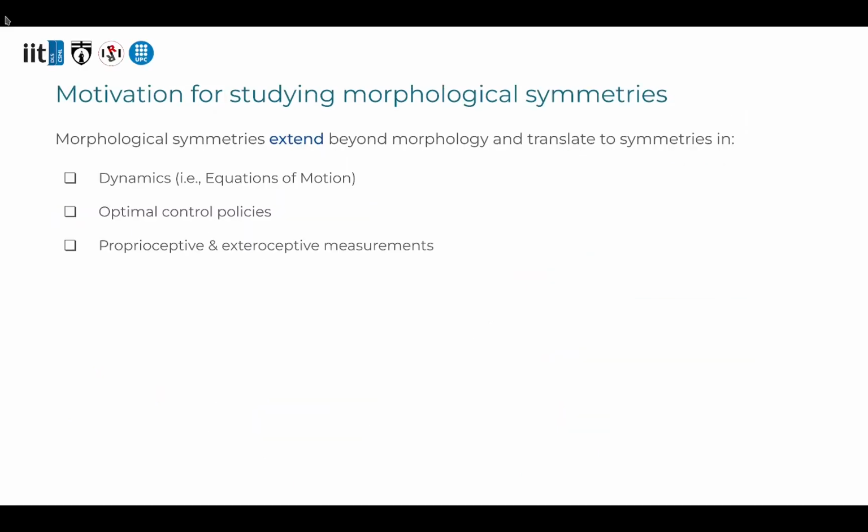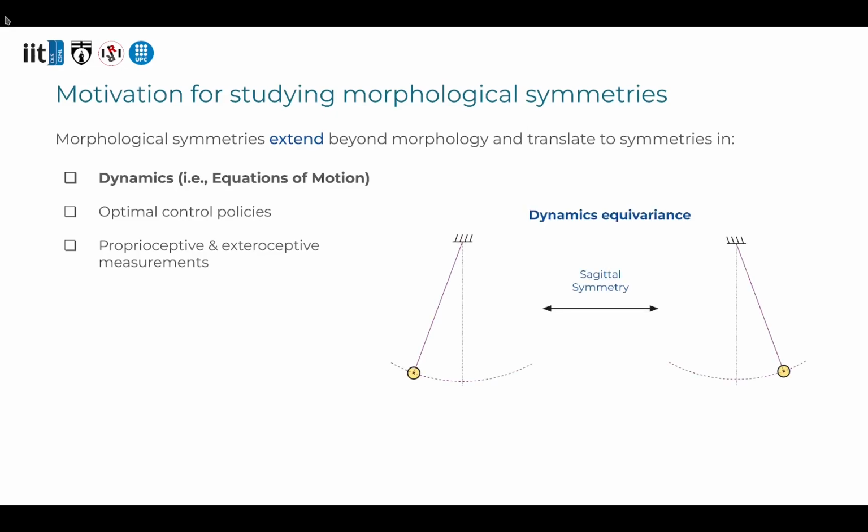The reason why we are interested in these types of symmetries is because they not only manifest in morphology, but also extend to symmetries in the system dynamics, optimal control policies, and all proprioceptive and exteroceptive measurements. The symmetries in dynamics become apparent through the equivariant nature of the system's equations of motion. Simply put, this implies that any set of motion trajectories originating from symmetric states will remain related by the same symmetry transformation through time.